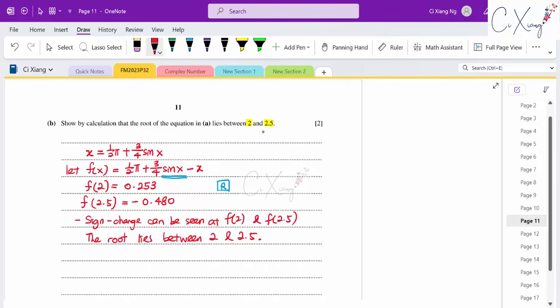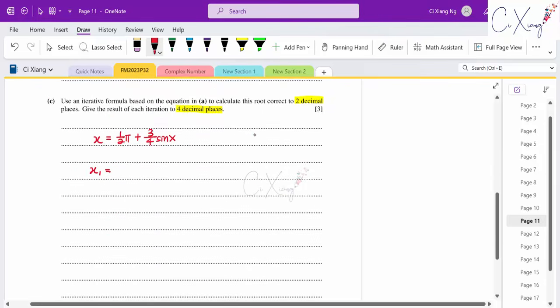Some students might see the midpoint of these two sign change values, and then take a value which is closer to 0. So there are many ways that you can decide, but this is a reference for you: what initial value can you take so that you can get to the root in a faster way. For me here, I'm going to use x1 equals 2.0.